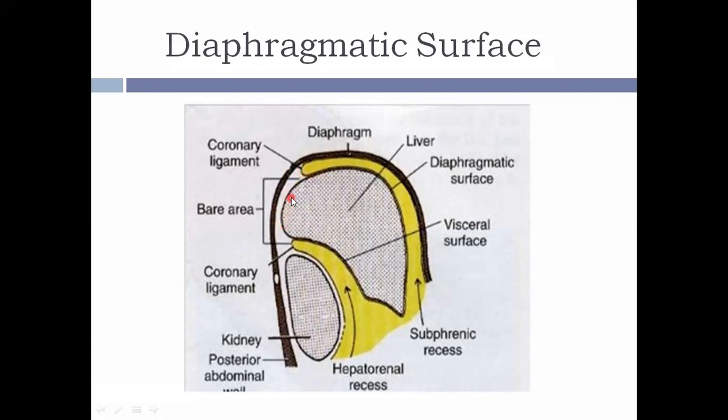So this part is in direct contact with the diaphragm, right? This part is called the bare area of the liver. Other than this, the diaphragmatic surface is covered completely by the peritoneum.